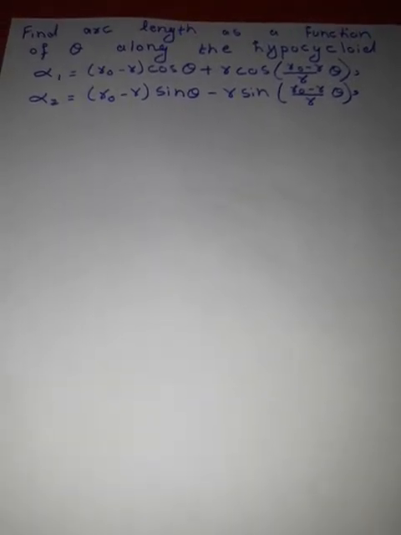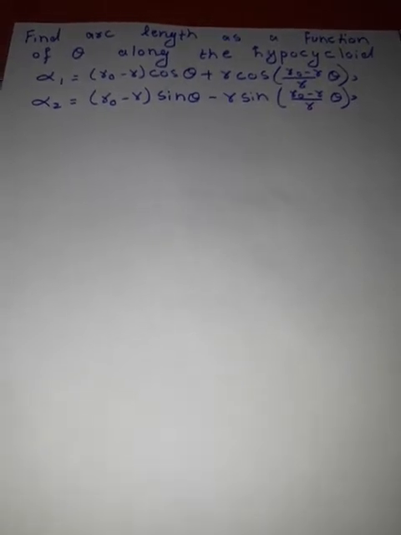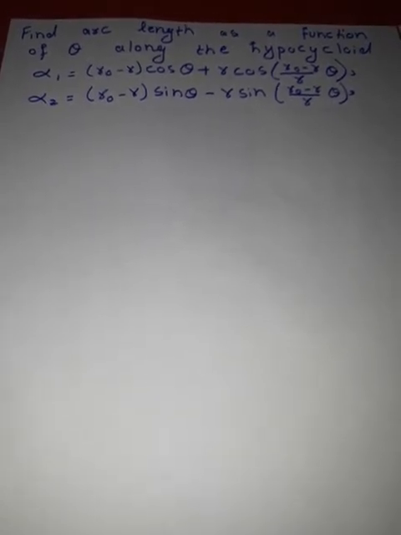Find arc length as a function of theta along the hypocycloid where alpha 1 is equal to (r naught minus r) cos theta plus r cos((r naught minus r)/r times theta). Alpha 2 is equal to (r naught minus r) sin theta minus r sin((r naught minus r)/r times theta). Alpha 3 is not given, it means alpha 3 is 0.